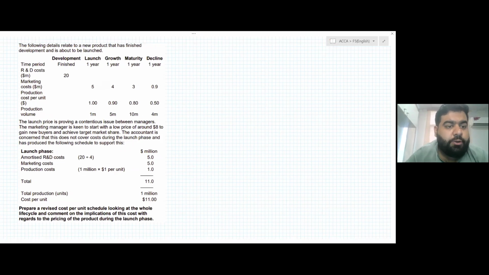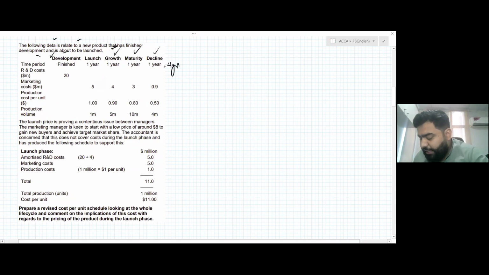So let us start. It's written: the following details relate to the new product that has finished development and is about to be launched. Development finished, launch 1 year. Basically, it's 1 year for the product to launch, then growth year, then maturity, then decline. So the complete life of the product is 4 years.